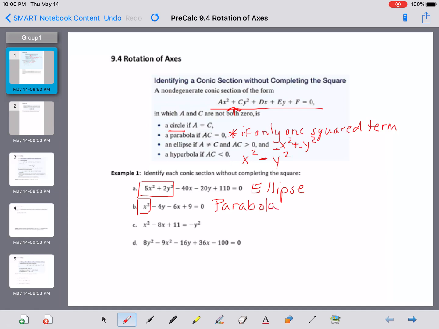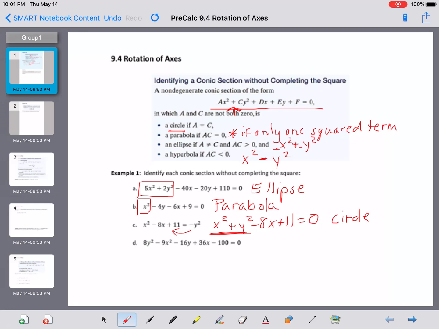On my next one, I notice I have an x squared and y squared. They're not side by side. I'd like them side by side. So I'm going to add this y squared and move it to the other side. So I end up with an x squared plus a y squared minus 8x plus 11. And really those don't really matter because they are both plus and they're the exact same coefficient of 1. That leads me to believe this would make a circle.